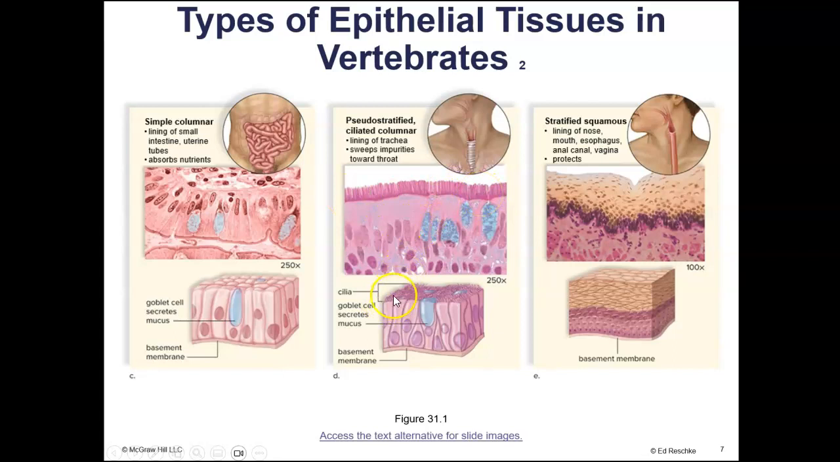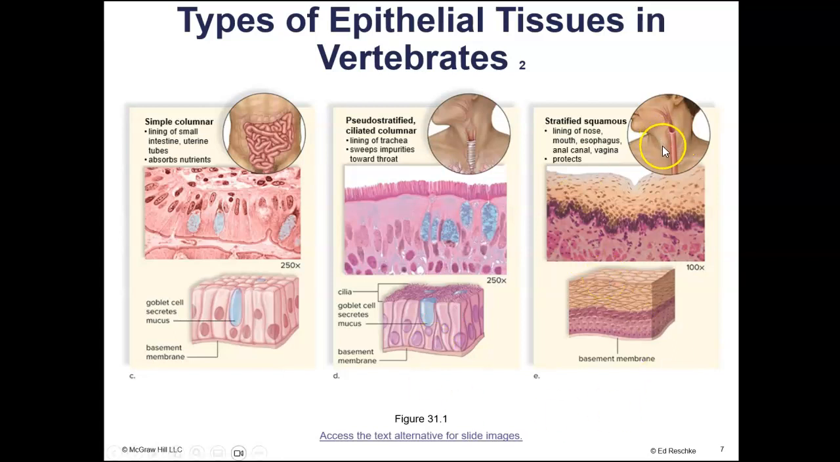And that cilia will sweep mucus and trapped pathogens and debris up and out of your airways. So we find pseudostratified ciliated columnar tissue lining the trachea, and that's the purpose of it, is to sweep impurities toward your throat so you can, I know it sounds gross, but so you can cough it up and it doesn't get deep into your lungs.